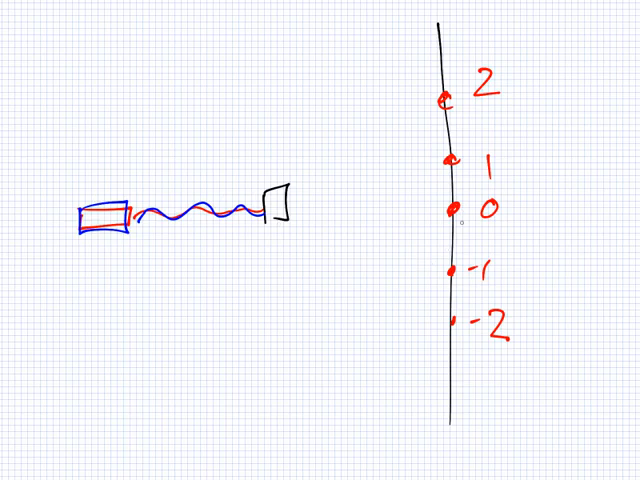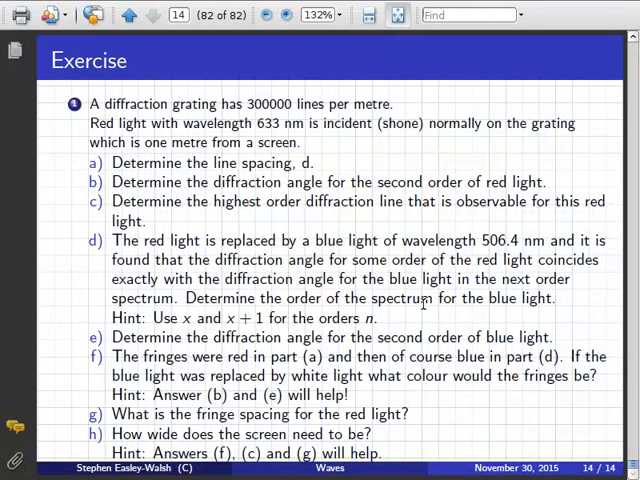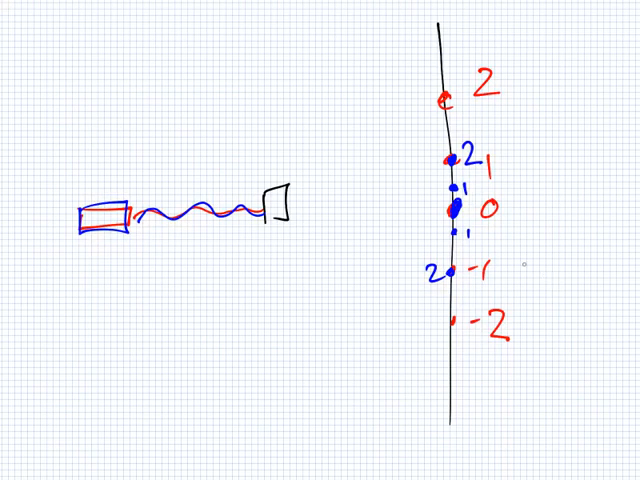Okay. I think what will happen is the blue, you'll still get 0 here, but maybe it's not as spread out. So maybe the 1s are here, and then maybe the 2 for the blue is where the 1 for the red is. That's what I mean when I say that the red light coincides with the blue light in the next order. So for example, if the blue meets the red at order 1, then the blue will be order 2.